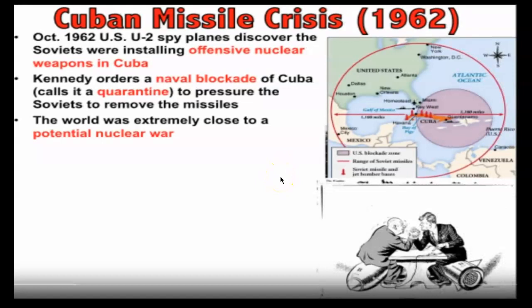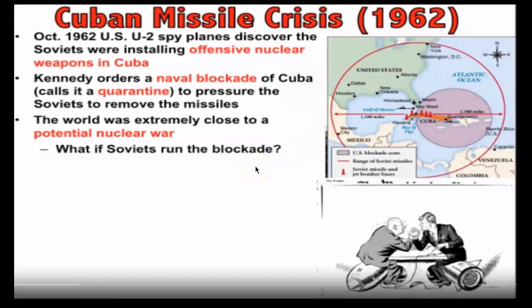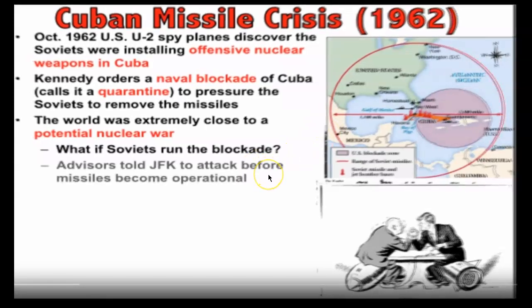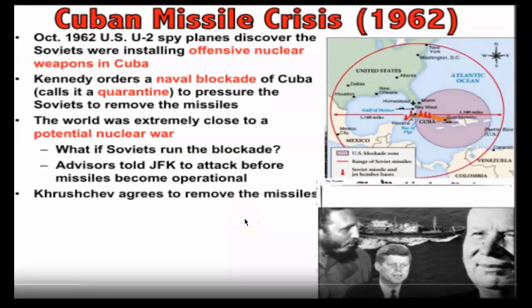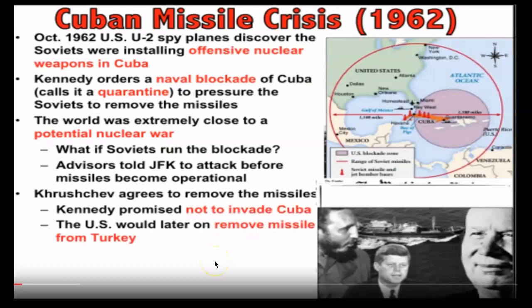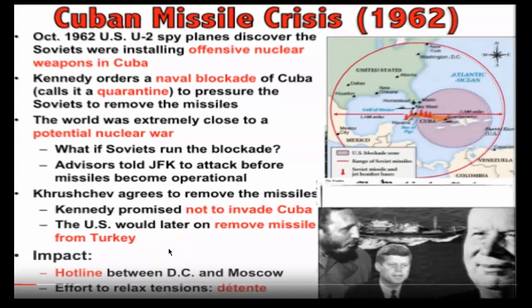This was the closest the world has ever been to nuclear war, World War III. What if the Soviets run the blockade? Advisors told JFK to attack Cuba, some did, before the missiles could become operational. In the end, Khrushchev, over a 2-week period, agrees to remove the missiles, and he does so if the United States promises not to invade Cuba and if we remove our missiles that we had pointing at the Soviet Union from bases in Turkey.